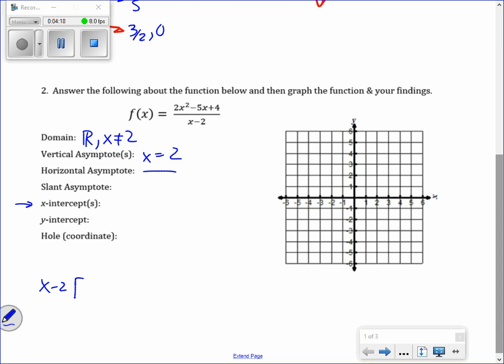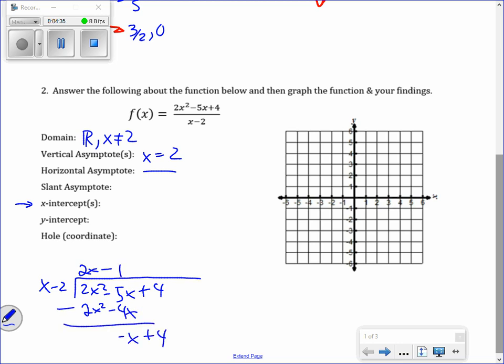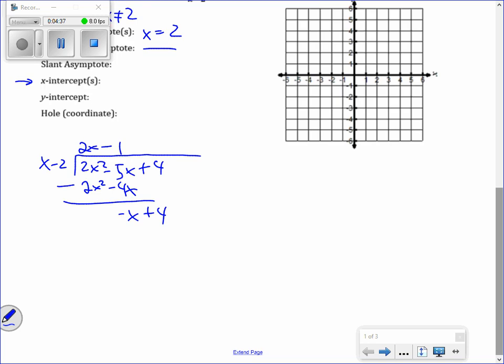So x minus 2, put that into 2x squared minus 5x plus 4. All right, so x to 2x squared, I need a 2x. So it becomes 2x squared minus 4x. Let's subtract, I get -x plus 4. So I need a -1 to make that. And I'm pretty much done, but I'll finish it off.